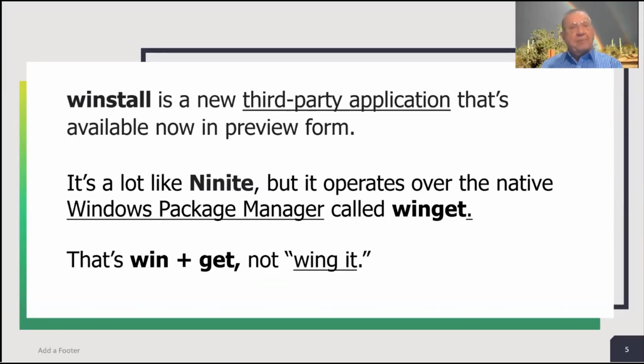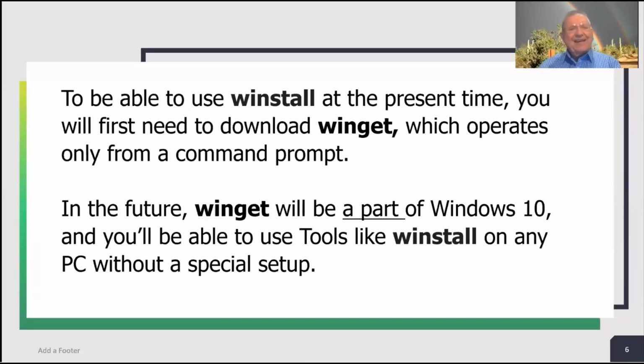Winstall is a new third-party application that's available now in preview form, but it's going to become a Windows application, I predict. It's a lot like Ninite, but it operates over the native Windows package manager called WinGet. That's Win plus Get, not Wing It. To be able to use Winstall at the present time, you'll first need to download WinGet, which operates only from a command prompt. In the future, WinGet will be a part of Windows 10, and you will be able to use tools like Winstall on any PC without a special setup.